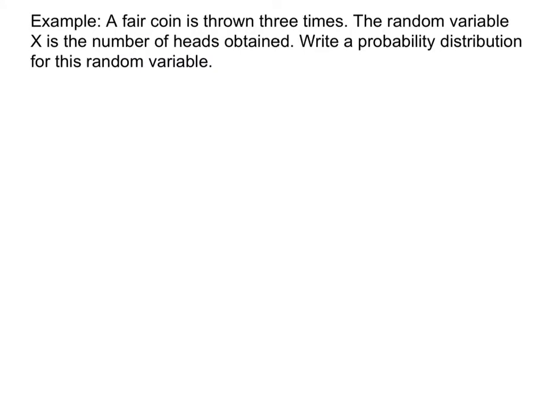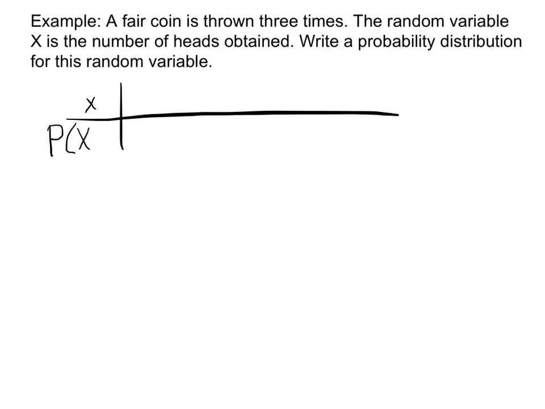In this next example, we have a fair coin that's thrown 3 times. The random variable x is the number of heads that's obtained. And we want to write a probability distribution for this random variable. The one thing I would expect everybody to know is that this is going to start out as a probability distribution, which means I need to write a table. And your table should look like this. What numbers should go into this table? You don't need to know the probabilities yet, but how many columns do you need, what numbers should go here? So pause the video and think about that for a second.